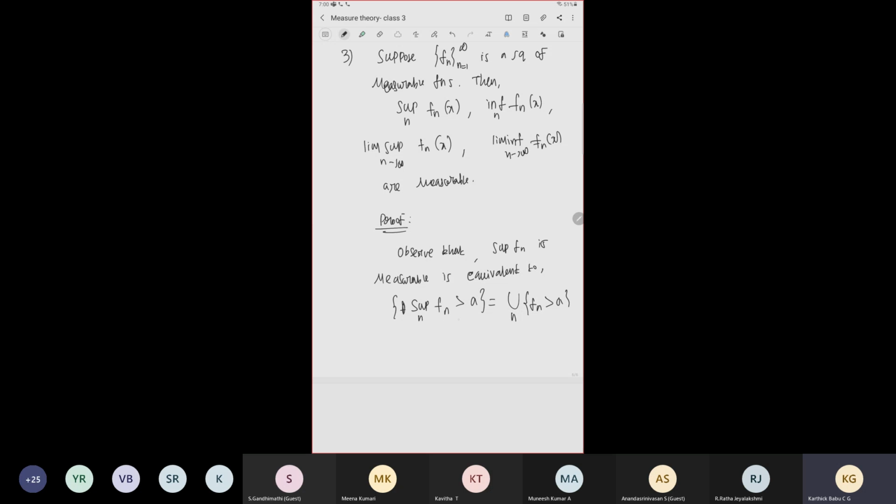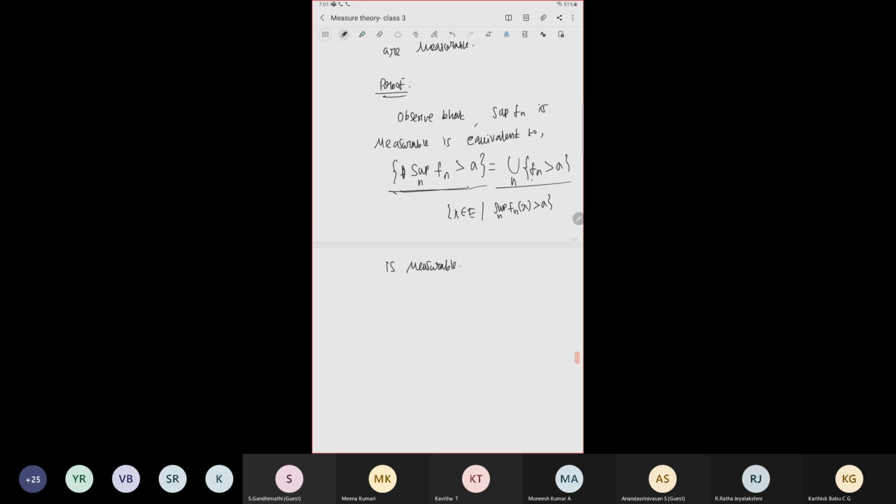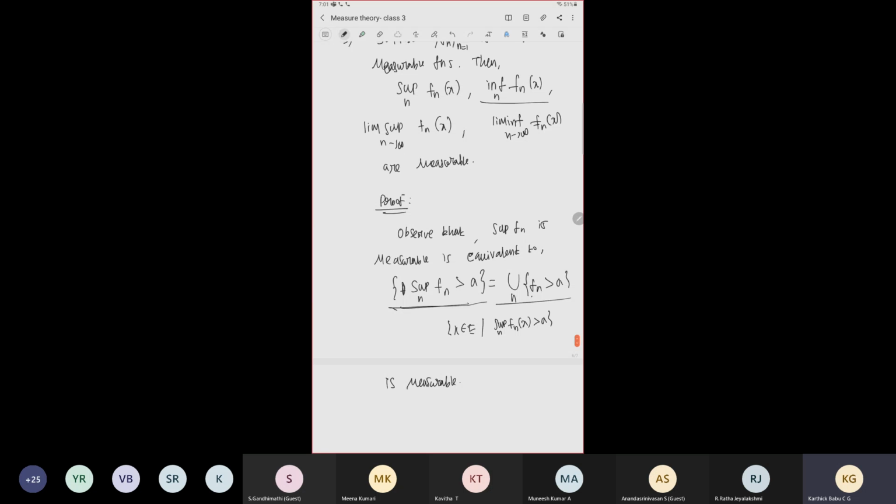If the supremum of f_n is bigger than a, for some a, then necessarily some f_n is also bigger than a at those points. So the set of all x belonging to the domain of f, say E, such that the supremum over n of f_n of x is bigger than a, is the same as saying the union over n of the sets where f_n of x is bigger than a. So these two sets are equal actually, and we assumed that f_n is measurable, so each set is measurable, and a countable union of measurable sets is measurable, so this set is also measurable. For proving the second one, the infimum of f_n, it follows from this step itself.